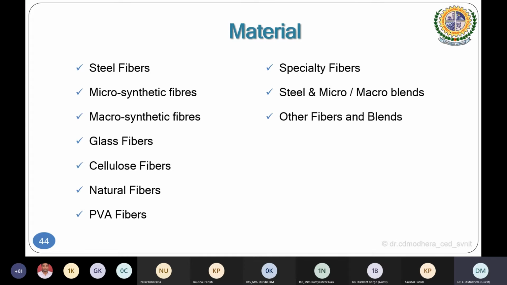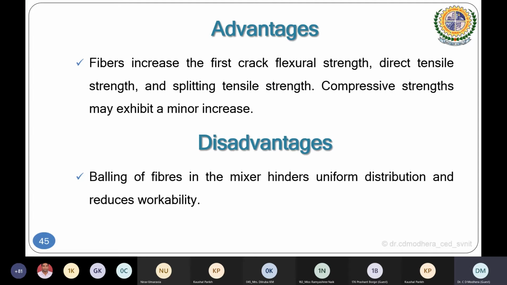So I think it is written in such a way that we know which one to use. Fiber generally increases, first, the flexural strength, direct tensile strength, and split tensile strength. Compressive strength may exhibit a minor increase. This advantage you read.